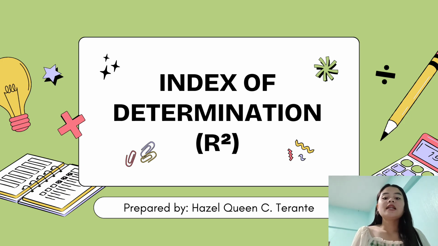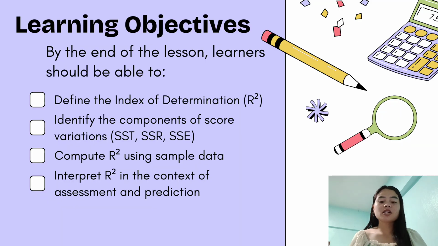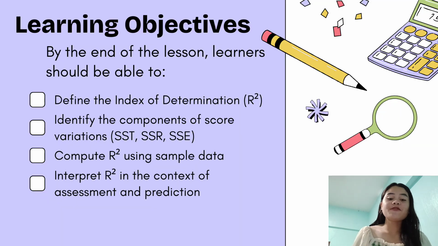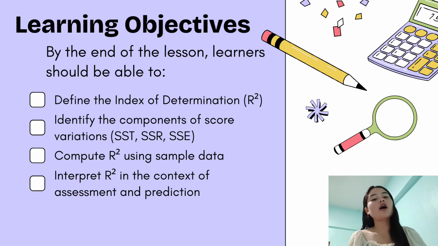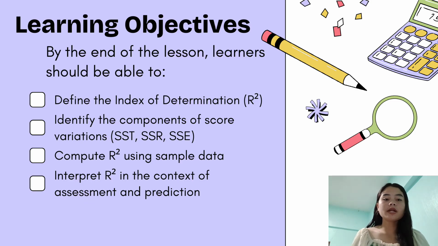But before that, let me read first the learning objectives. By the end of the lesson, the learner should be able to define the index of determination, or the R squared, identify the components of score variation, which are the SST, SSR, and SSE, compute R squared using sample data, and interpret R squared in the context of assessment and prediction.